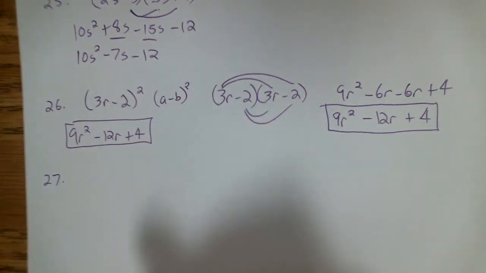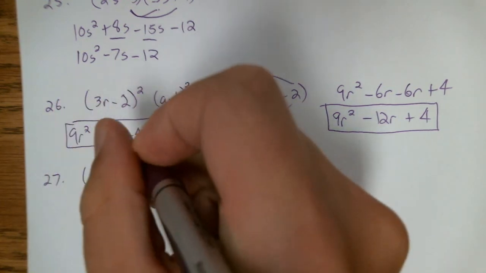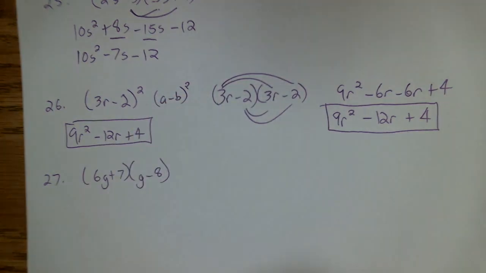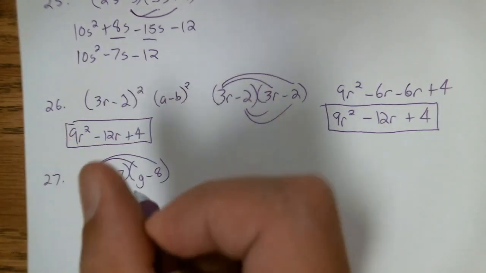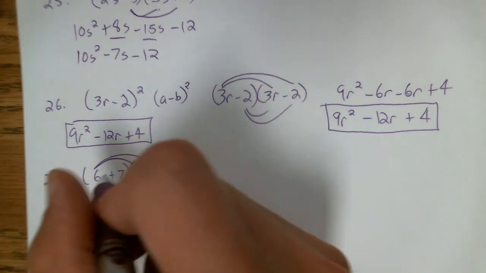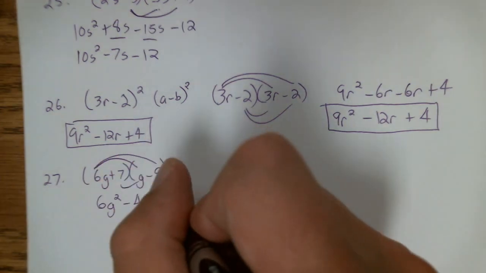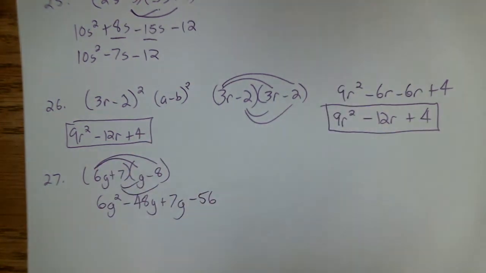27. We have 6g plus 7 times g minus 8. Okay, FOIL first. That's going to give me 6g squared outside. 6g times negative 8 is negative 48g. Right, inside, that's going to give me 7g. And then last, 7 times negative 8 is minus 56.